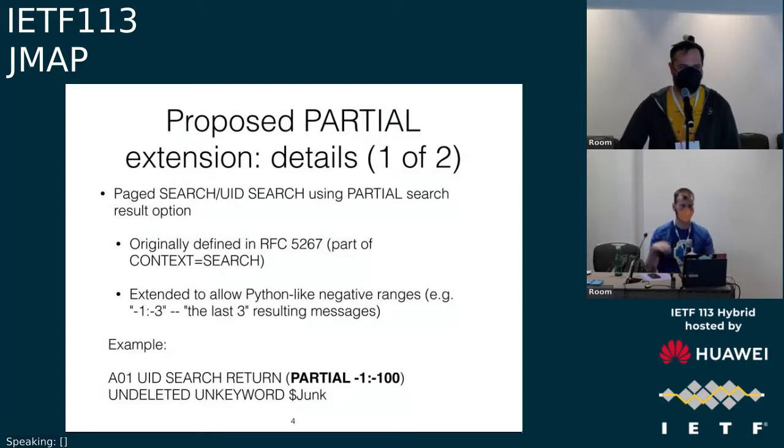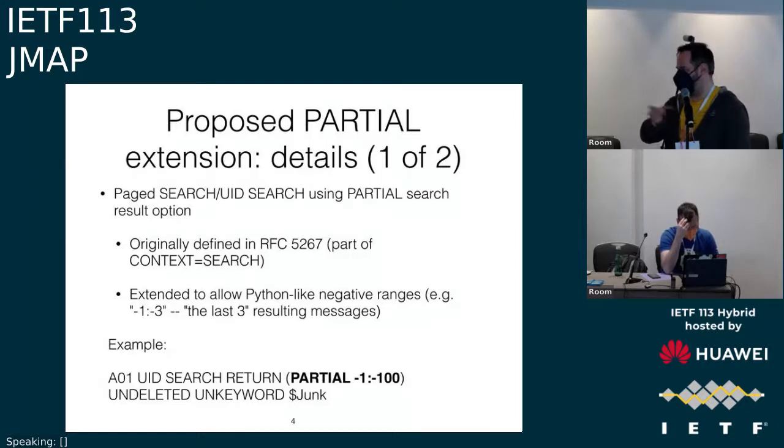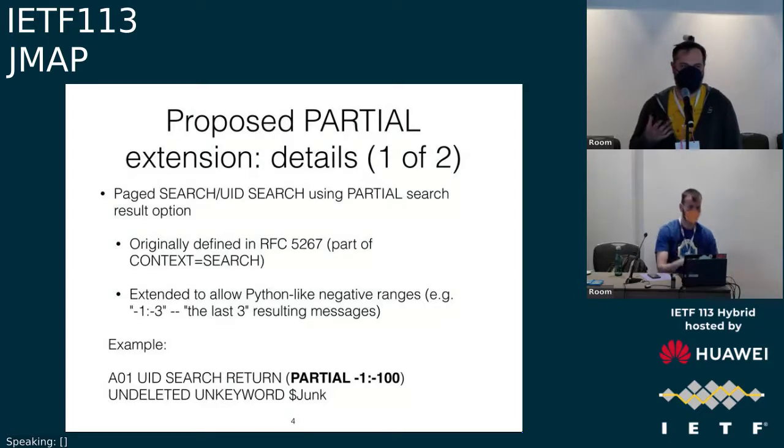So this is how it looks. This example says return 100 messages from the end of the mailbox, the most recent ones. If you don't use the minus syntax, then it's the first ones from the beginning of the mailbox. This was partially motivated by Yahoo people. They want to do better handling of very large mailboxes, and their most common case is going to be the most recent ones.